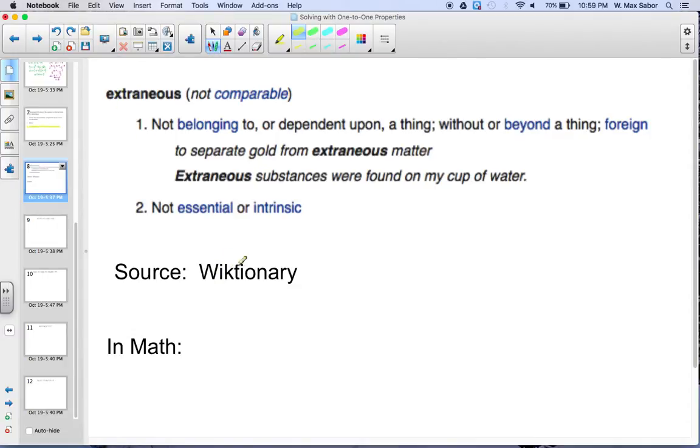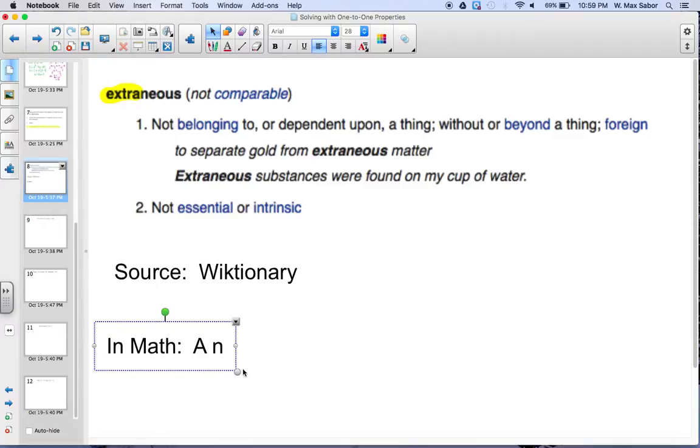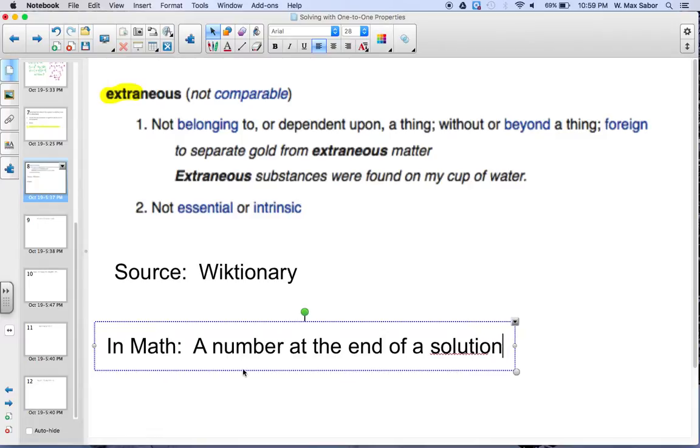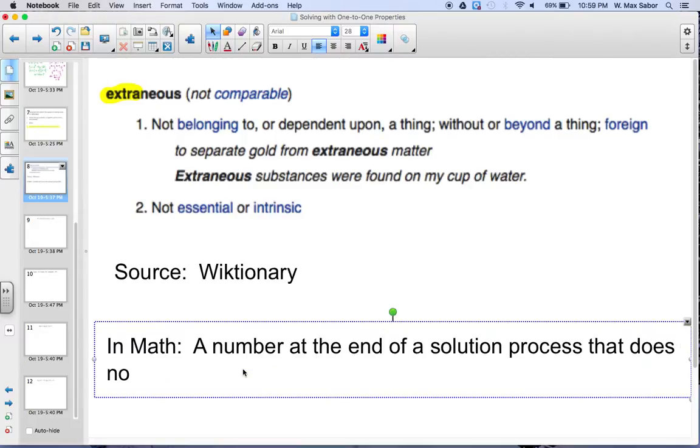Extraneous, I got this from Wiktionary, is not belonging to or dependent upon a thing, without or beyond a thing, foreign. So you see extra as part of the word. It's one of the roots. It means extra, but specifically something that's extra that doesn't belong. And in math, we talk about something being extraneous if it's a number at the end of a solution process that does not make the equation true.